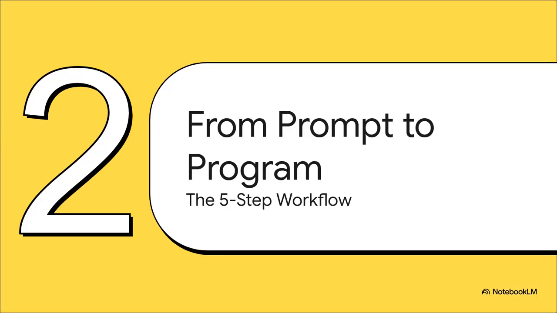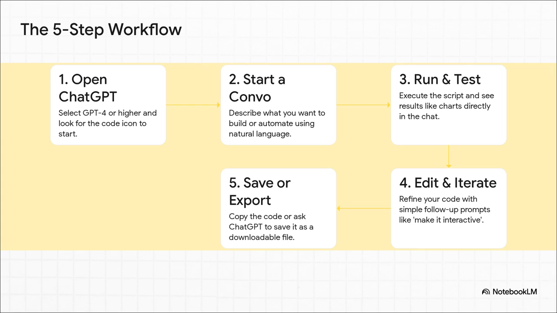Now, what makes Dr. Grant's guide so incredibly useful is how she breaks it all down into a super simple, repeatable process. It's this 5-step workflow that takes you from just a basic idea all the way to a finished program. And here's the workflow Dr. Grant lays out for us. It's basically a simple loop. You start a conversation in ChatGPT just describing what you want to build. Then, and this is amazing, you can run and test the code it gives you right there in the chat window. From there, you just keep the conversation going. You iterate with simple follow-up prompts to refine it, to tweak it, and then finally, you can save or export your finished program. It's the entire development cycle all happening in one conversation.